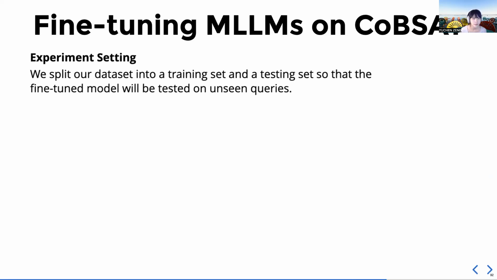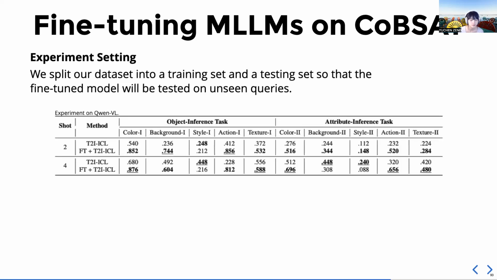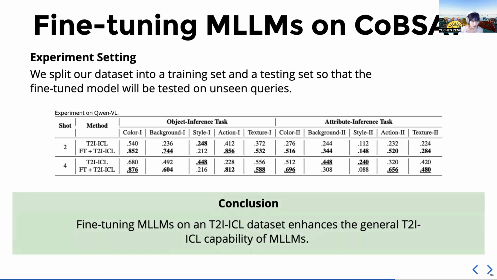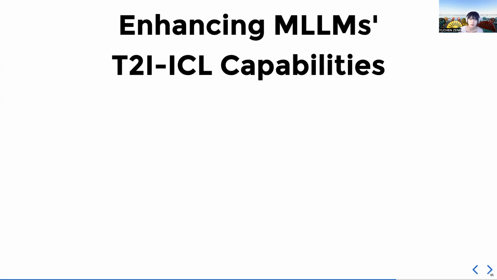To study this, we split our dataset into a training set and a testing set so that the fine-tuned model will be tested on unseen queries. Here are the experiment results on QVL. We find that the performance of T2I ICL is significantly improved after we fine-tuned the model. So this means that fine-tuning MLMs on T2I ICL datasets enhances the general T2I ICL capability of MLMs.